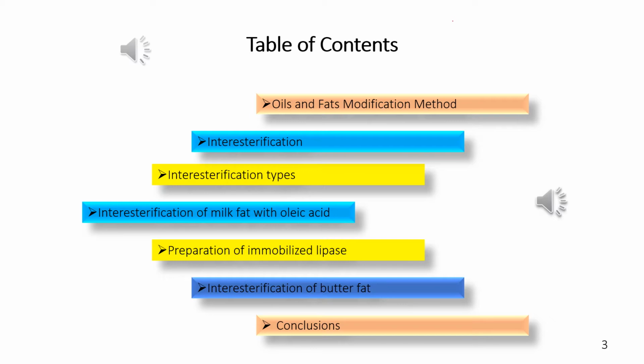While the enzymatic interesterification occurs in the presence of immobilized lipases. And it is the selective modification of fatty acids, while the chemical interesterification is non-selective rearrangement of fatty acids.